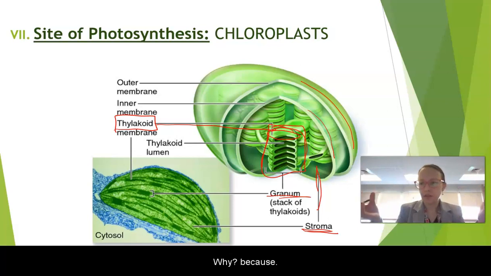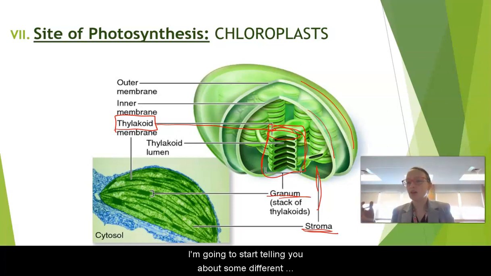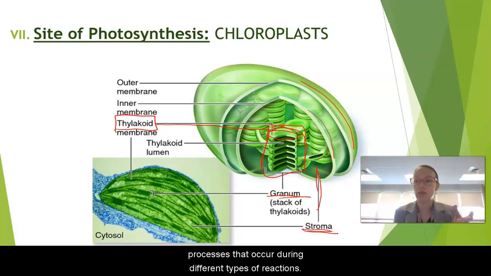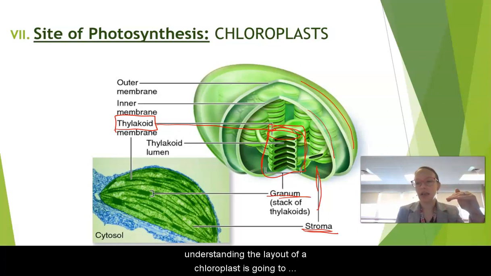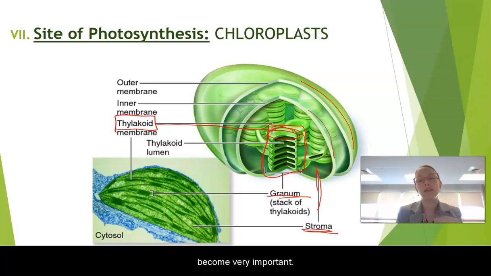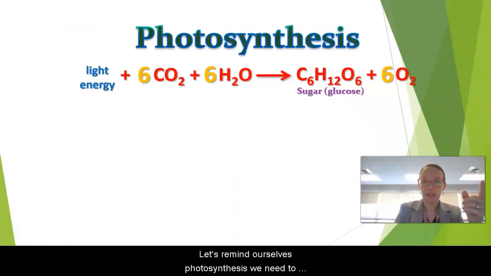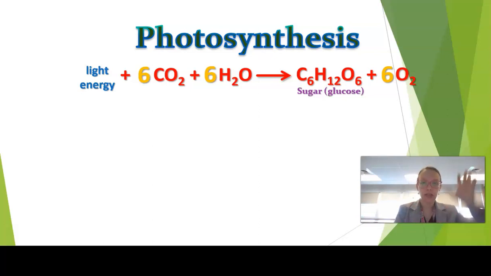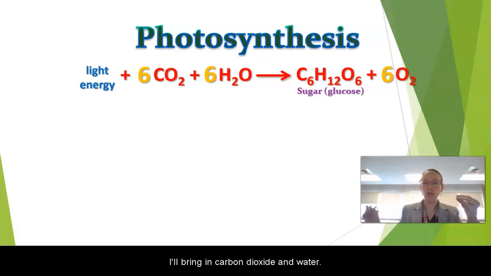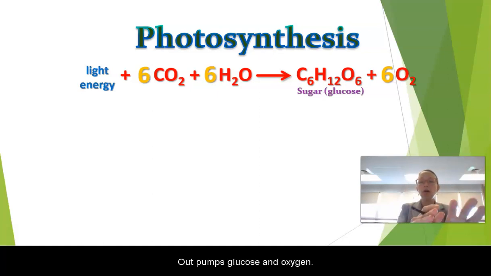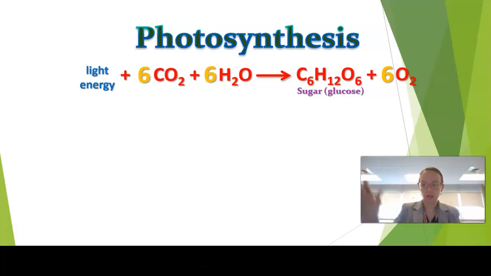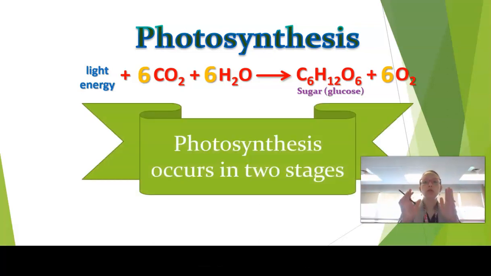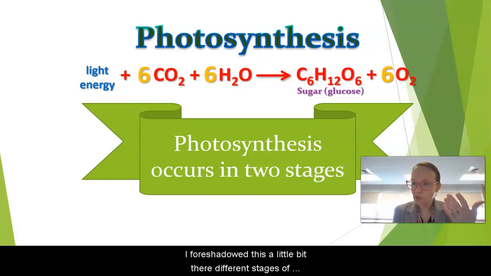And why am I talking about this? Because I'm going to start telling you about some different processes that occur during photosynthesis, two different types of reactions, and understanding the layout of a chloroplast is going to become very important. So let's remind ourselves, photosynthesis, we need to know this equation. Light energy comes in, I bring in carbon dioxide and water, and out pumps glucose and oxygen. I foreshadowed this a little bit.